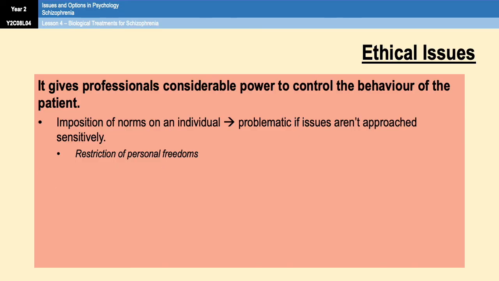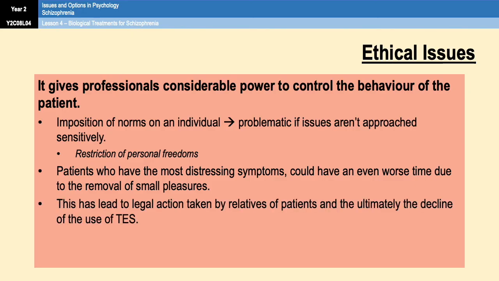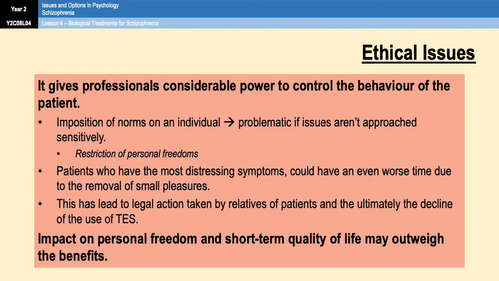You've also got the problem that token economies work quite nicely with patients who experience fairly mild symptoms, because they can access the token economy program quite nicely. However, patients who have got the most distressing symptoms could actually have a worse time of it, because not only are they experiencing the most distressing symptoms, but now they're also experiencing the removal of small pleasures in their day-to-day life, because actually their symptoms are so bad that they can't access the token economy system, and therefore they're not getting access to their rewards either.